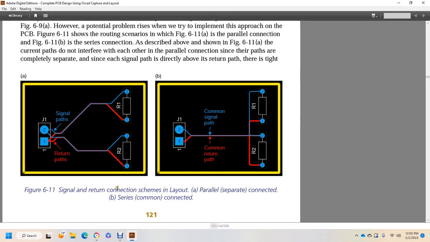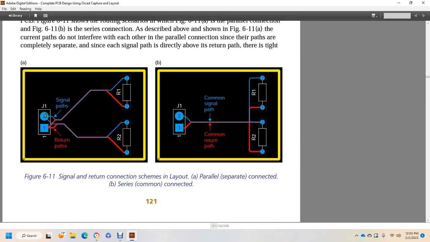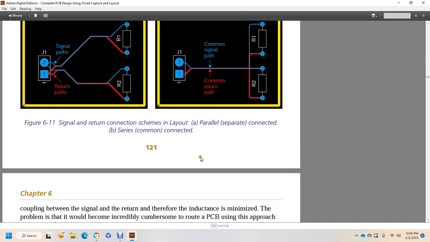Figure 6.11 shows signal return schematic and layout. Pair A is a parallel, separately connected. B is a series, commonly connected. If your signal paths and return paths are in parallel, and then in series, you see a common signal, common return path.